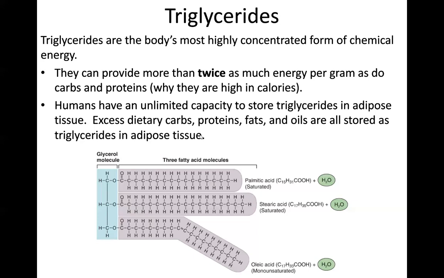I've already mentioned this today, but humans unfortunately have an unlimited capacity to store triglycerides in adipose tissue. So even if we don't ingest a fat, in the case of excess dietary carbs, proteins, fats, and oils, we can convert those to triglycerides to be stored in adipose tissue. So if all you ate was cookies and cake all of your life, which is really just sugar, you could get fat because your body can convert it. We'll talk more about that later in the semester.